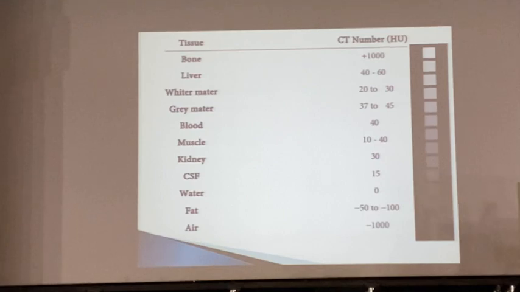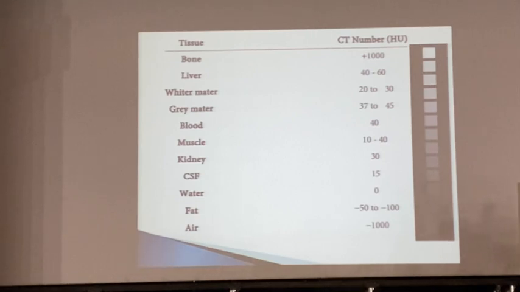Look at here, the bone is about plus 1000 Hounsfield units, while the air is minus. The bone is white by CT scan, while air is dark, but the densities are different. Look at the fat. The fat is about minus 50 to minus 100 Hounsfield units. These numbers are to understand the attenuation of X-ray and the detection and sensitivity of the CT scan. They are not necessary to be memorized by you.